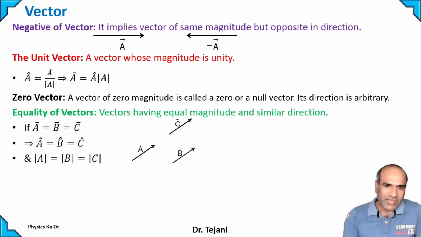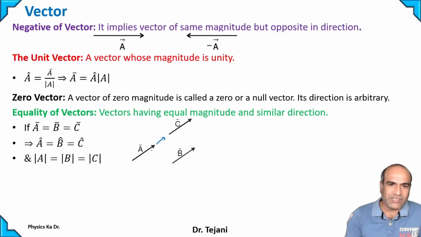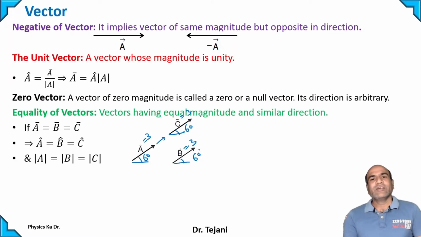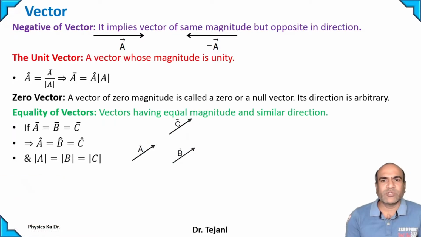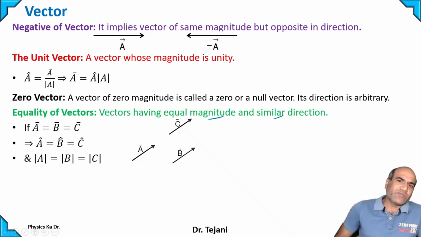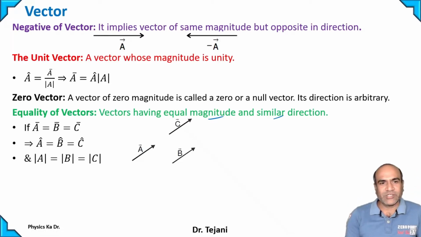So for example, A is having this direction, say a 60-degree angle with X, C is having a 60-degree angle, B is also having a 60-degree angle with X, and A is having magnitude 3, B is having 3, C is having 3, right? In this case it seems like parallel, that is okay, but two things should be there. One is magnitude and second is direction should be the same. There should be no difference in terms of magnitude and direction. In this case, we can call vectors equal.